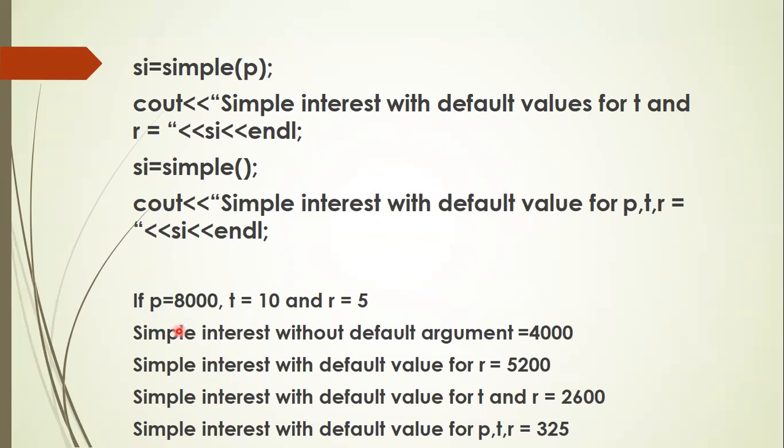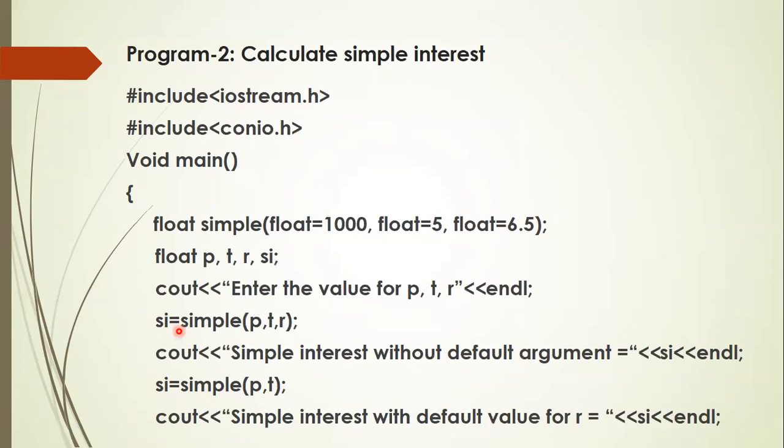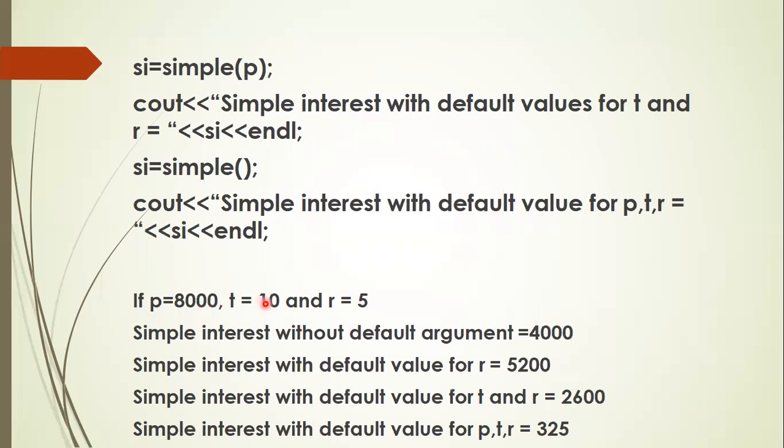Okay. Suppose the values you have inputted are 8000, 10, and 5. In that case, in the first case, SI equal to simple of PTR, all the 3 arguments are present. Then the values for PTR it will use are 8000, 10, and 5. The formula for simple interest is PTR by 100. 8000 into 10, 80,000 into 5, 4 lakh divided by 100, it becomes 4,000.